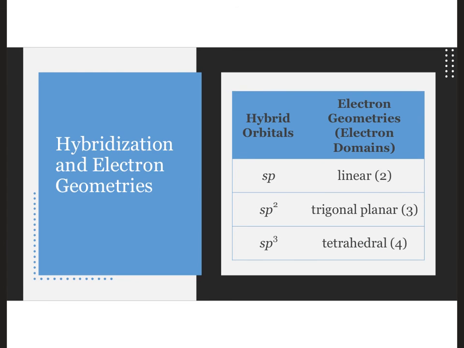Let's summarize what we've learned so far. Our tetrahedral electronic geometry is made possible using four equivalent sp3 hybridized orbitals. A trigonal planar geometry, represented by three electron groups, is due to the presence of three sp2 hybridized orbitals, and a linear geometry is due to two sp hybridized orbitals.